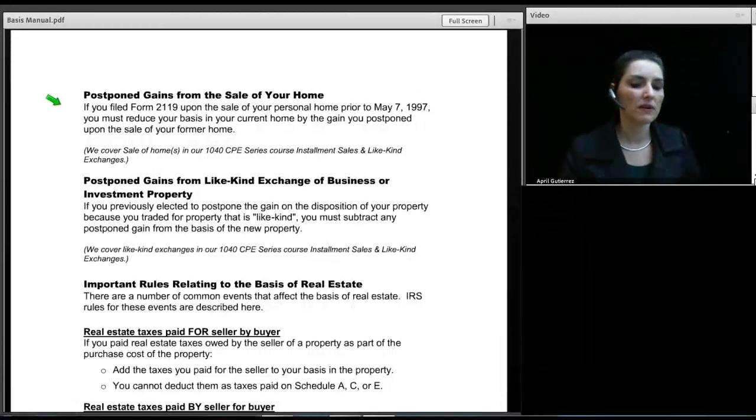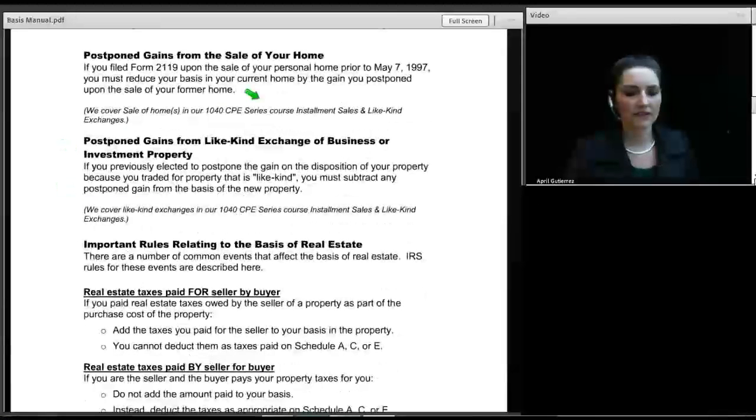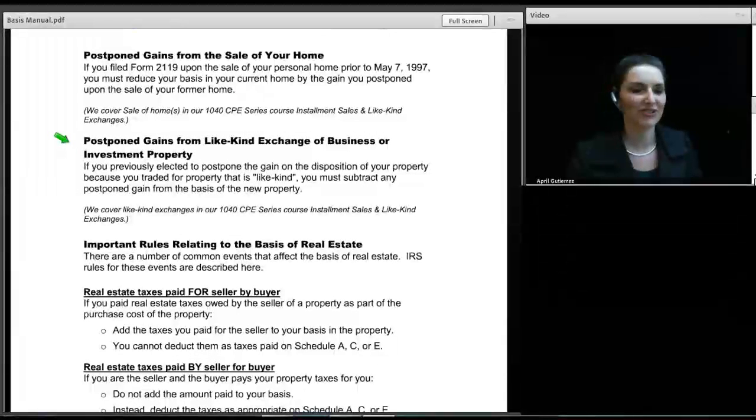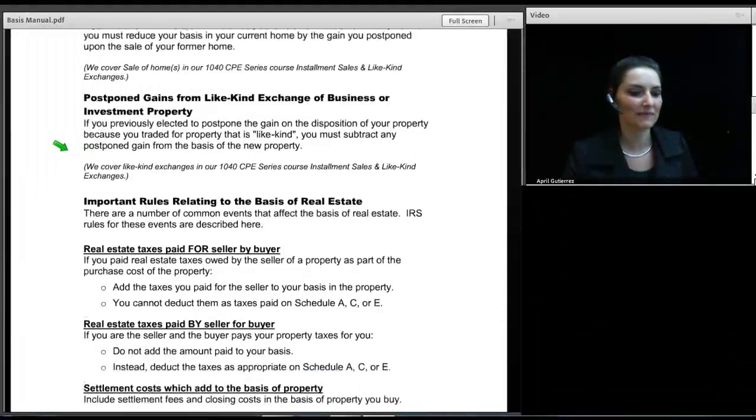And we'll talk more about that particular rule and how it worked in another course we offer, which is, I think, like-kind exchanges. In that one, we have sale of home and like-kind exchanges in that class, and it's a week out, I think. Here it is. Yeah, installment sales and like-kind exchanges. It's actually sale of home, installment sales, and like-kind exchanges, but that's just too long a title, so we call it installment sales and like-kind exchanges. But that's where we talk about it.